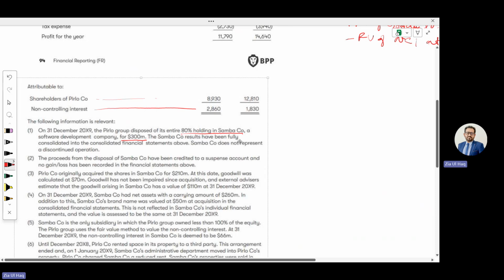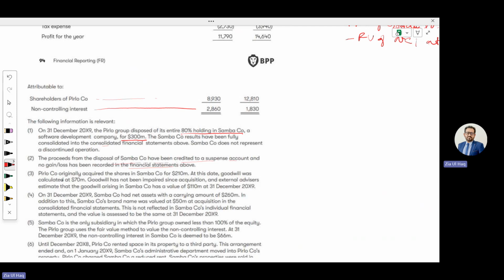The Samba company results have been fully consolidated into the consolidated financial statements above because they are disposing of it on 31st December. Samba company does not represent a discontinued operation, and this is not a discontinued operation. Why? We'll see it. The proceeds from the disposal of Samba company have been credited to a suspense account, and no gain or loss has been recorded in the financial statements above. This means this adjustment is not made to the financial statements.